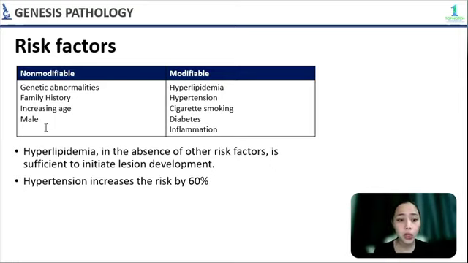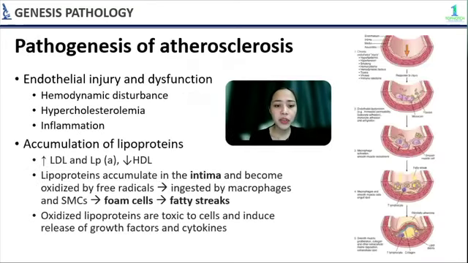Diba, in premenopausal women, they are relatively protected against atherosclerosis and MI. But after menopause, their risk increases and parallels that of men. Your modifiable risk factors include hyperlipidemia, especially if it involves increased LDL, hypertension, cigarette smoking, diabetes, and inflammation. So the figure here shows the sequence of events in the formation of plaques.